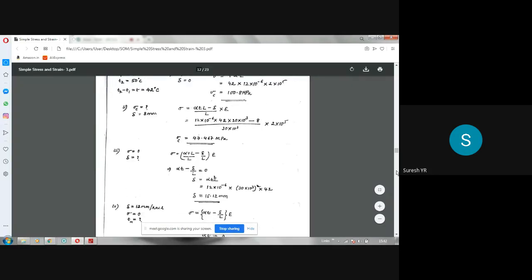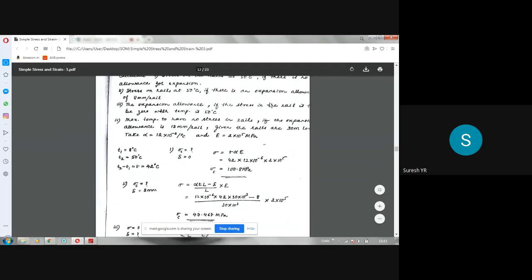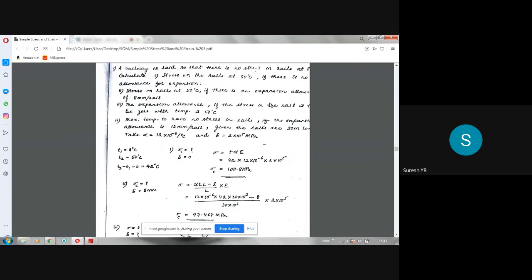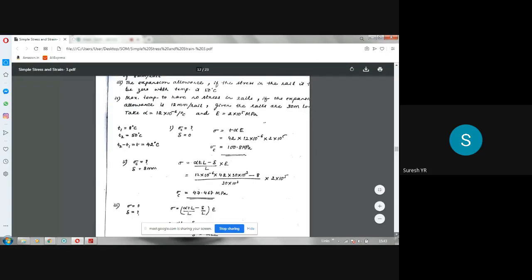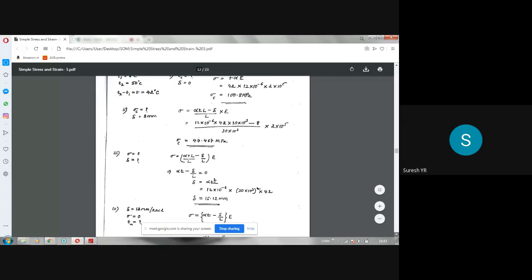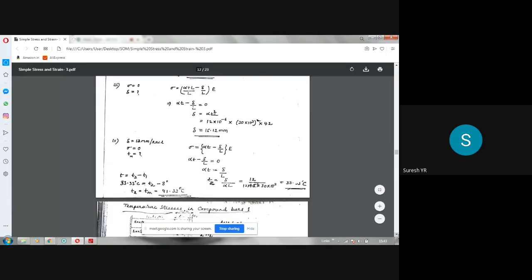Now the fourth one is similar to this one only. In the fourth case, what happens? We have to find out the temperature. Till what temperature can we rise so that no stresses will develop, but the allowance is fixed here, 12 mm. So if delta is equal to 12 mm, what is the maximum temperature up to which that rail can be heated? That means what is the maximum temperature that rail can take?